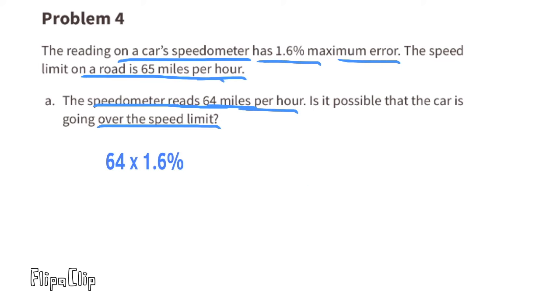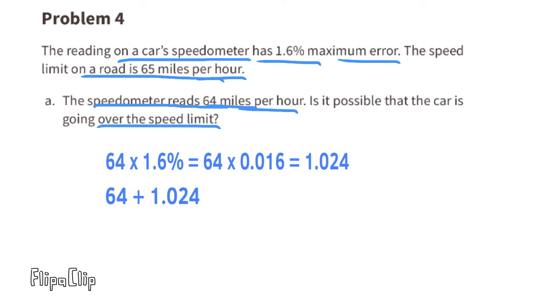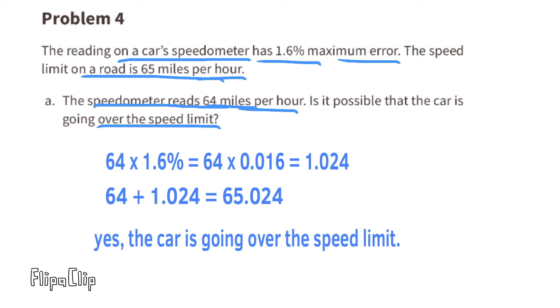We need to multiply 64 times 1.6%. Remember, 1.6% as a decimal is written as 0.016. So let's multiply 64 times 0.016. That's equal to 1.024. Now let's add that maximum error to 64. 64 plus 1.024. That's equal to 65.024. So yes, it is possible that the car is actually driving over the speed limit.